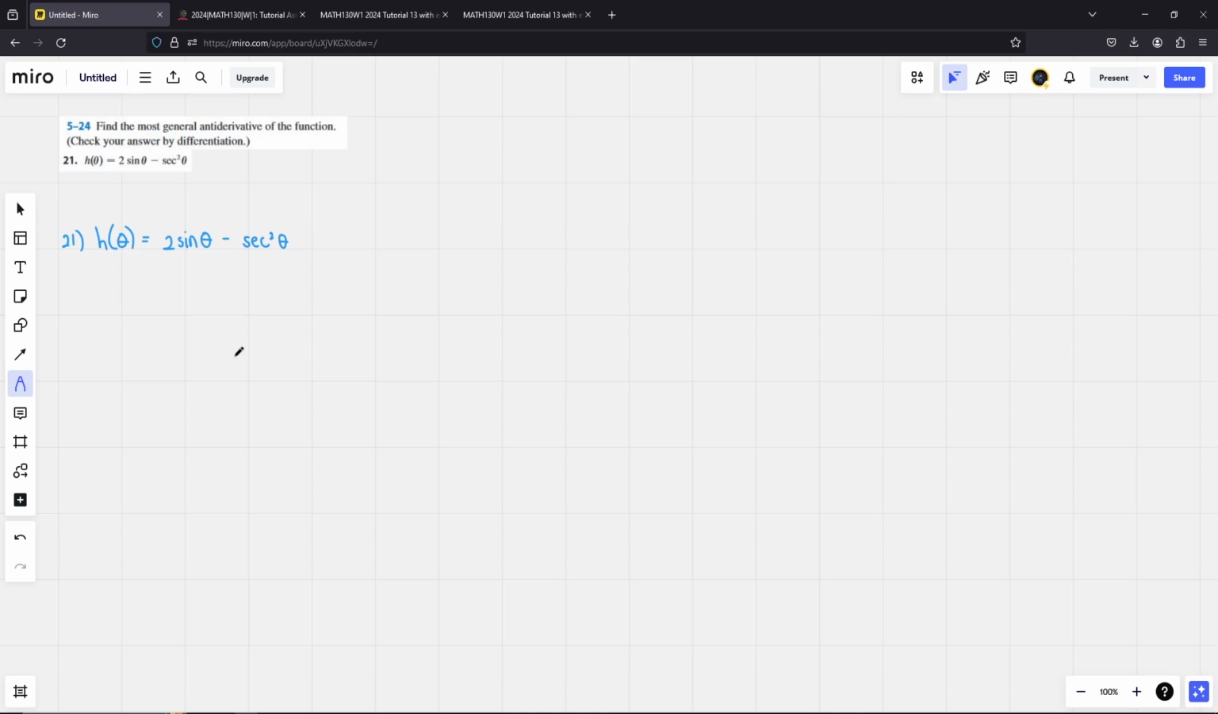Okay, and the one that I've chosen is number 21, which says h of theta is equal to 2 sine theta minus secant squared theta. Okay, let's think about the trigonometric functions that are in h. So that'll be sine theta and also secant squared theta.